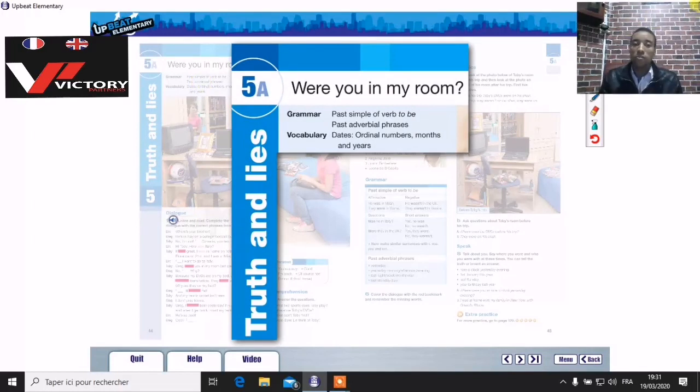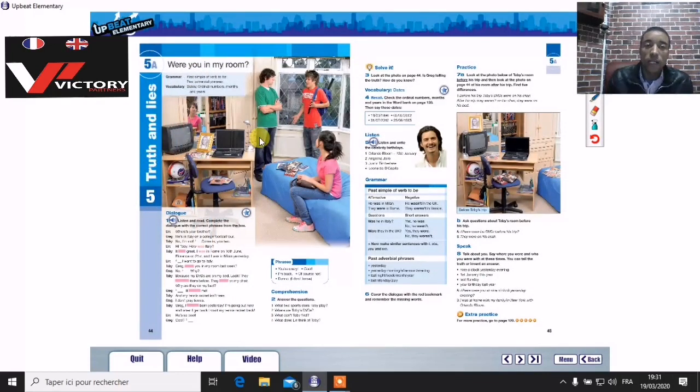As you can see here, we have past simple of verb to be, past adverbials, phrases, dates, ordinal numbers, months, and year. Right? And the first thing that you can see on this page is a picture of three people. They are talking about something, and that's what we are going to discover today after listening.